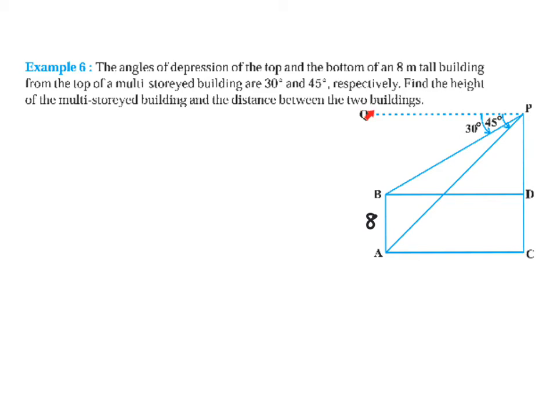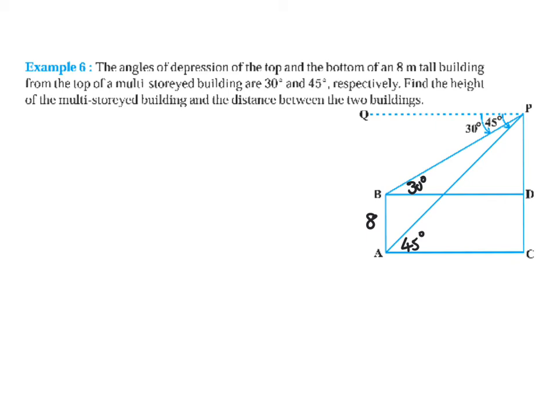Now if you observe, this line QP is parallel to BD and PB happens to be a transversal, and we studied in parallel lines, when they are cut by a transversal, alternate interior angles are equal. So this 30 degrees will be equal to this angle over here, which is 30 degrees. Similarly, this angle 45 degrees will be equal to this angle 45 degrees over here. So let's mark that out. This is going to be 30 and this is going to be 45 degrees. So now we have two triangles, PDB and PCA.